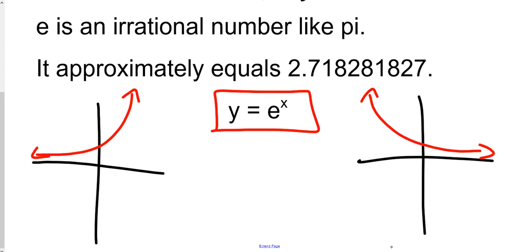E is what pops out in nature. So let's dive into a little bit more of what you're going to be doing. So in 6.3, they really want you to solve exponential equations. And solving exponential equations is not hard. It's pretty straightforward. It's rather easy, I promise you.